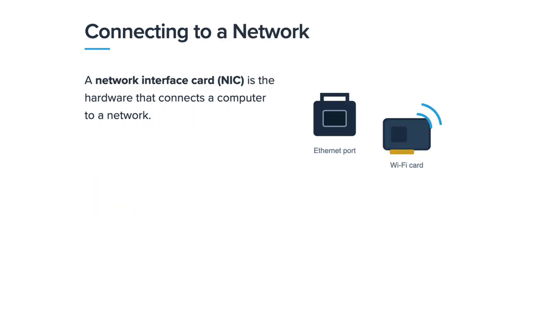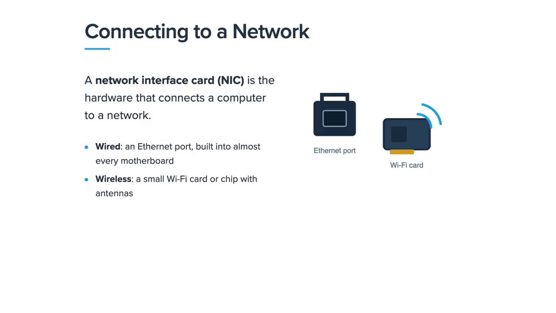All right, one last piece, getting online. A network interface card, or NIC, is the hardware that connects a computer to a network. There are 2 options. It can be wired through an Ethernet port, built into almost every motherboard. You plug in a cable and you're connected. Or we can choose the wireless option, which uses a small Wi-Fi card or chip with antennas. No cable needed for this. Most computers today have both.